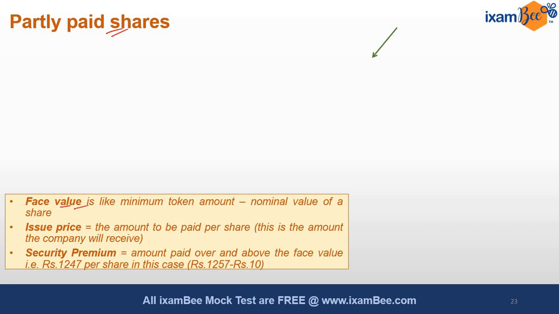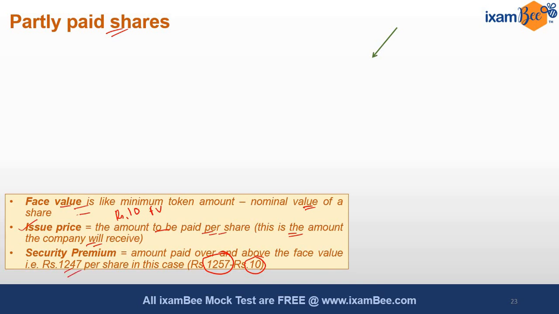What is face value? Face value is like a token amount, the nominal value of a share. The company decides the face value, and for all understanding purposes you can consider that rupees 10 is the face value of a share, and the issue price is the amount to be paid per share. The company has kept a face value of rupees 10. In the case of the RIL share, the issue price is 1257 rupees. In the case of the rights issue, the face value is rupees 10, so the premium is 1247 rupees.